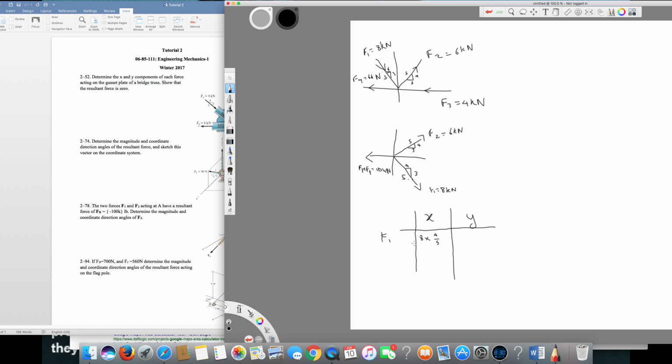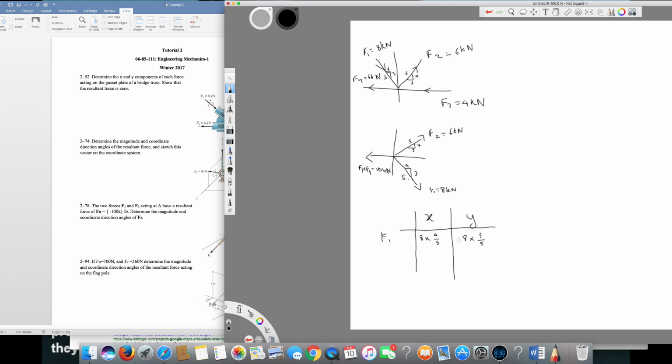That's my x component for F1. Since this is cos and this is in the fourth quadrant, this is going to be positive, because cos is positive in the fourth quadrant. And the y value, if you take the y value, it's going to be 8 times opposite, which is 3, so 3 over 5.